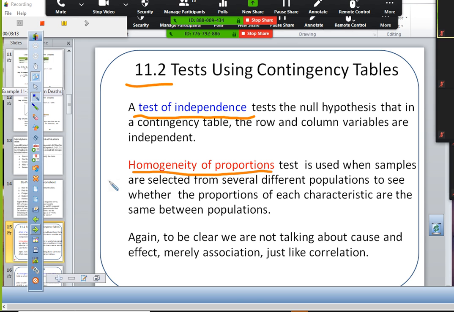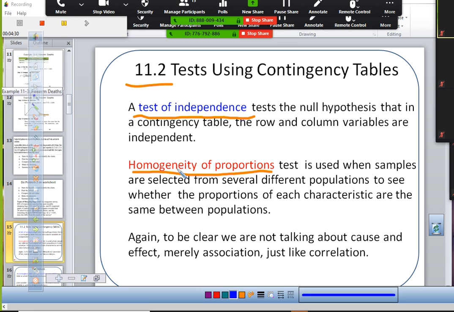All right, so contingency tables, there's going to be 2 types of tests, which are really the same test. The first one is a test of independence. So it's saying that the variables that are in your column and your row are independent of each other. And there's a homogeneity of proportions test, which is a test to say that the proportions in each of your columns are the same. And these guys are the same test.